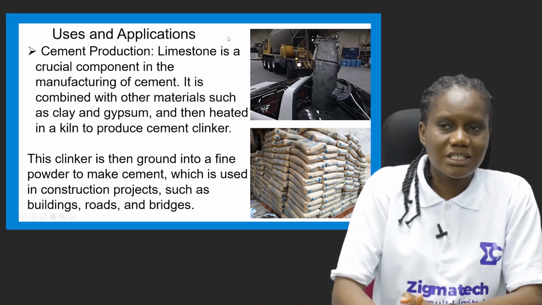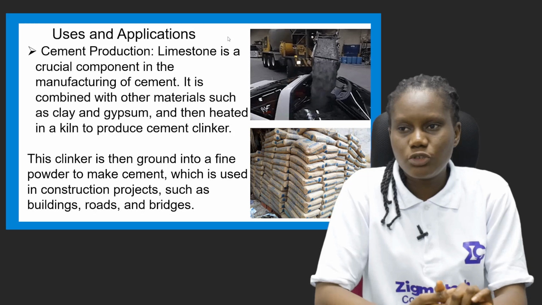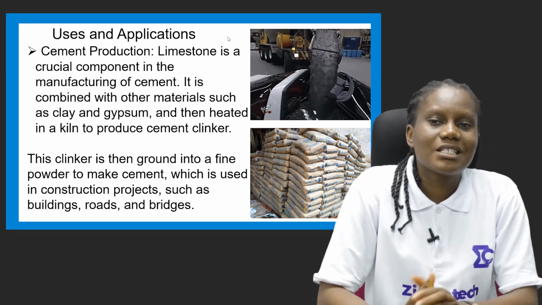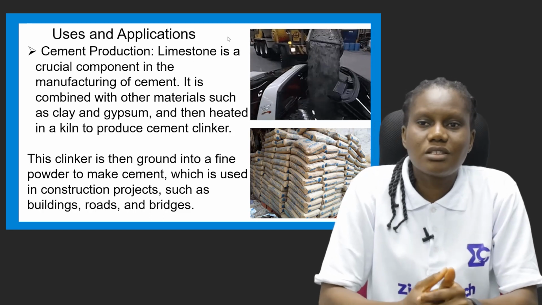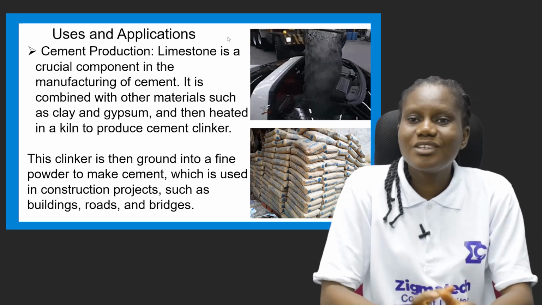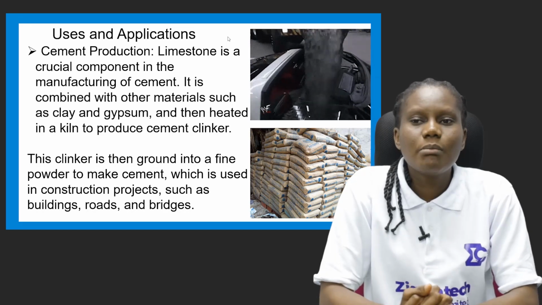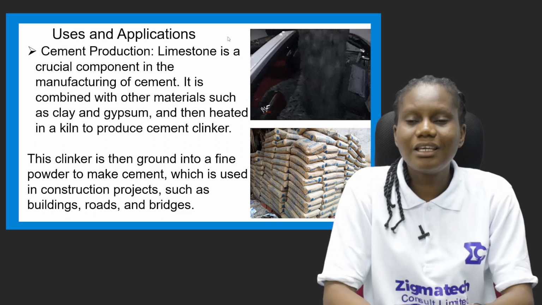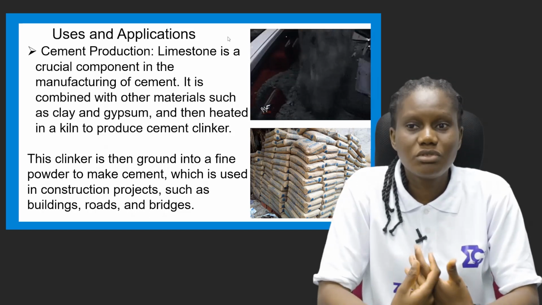So let's look at the uses and applications of limestone. What are the uses and applications of limestone? Number one is in cement production. Limestone is a crucial component in the manufacturing of cement. That's the major raw material. That's the key raw material. Without it, you cannot produce your cement.